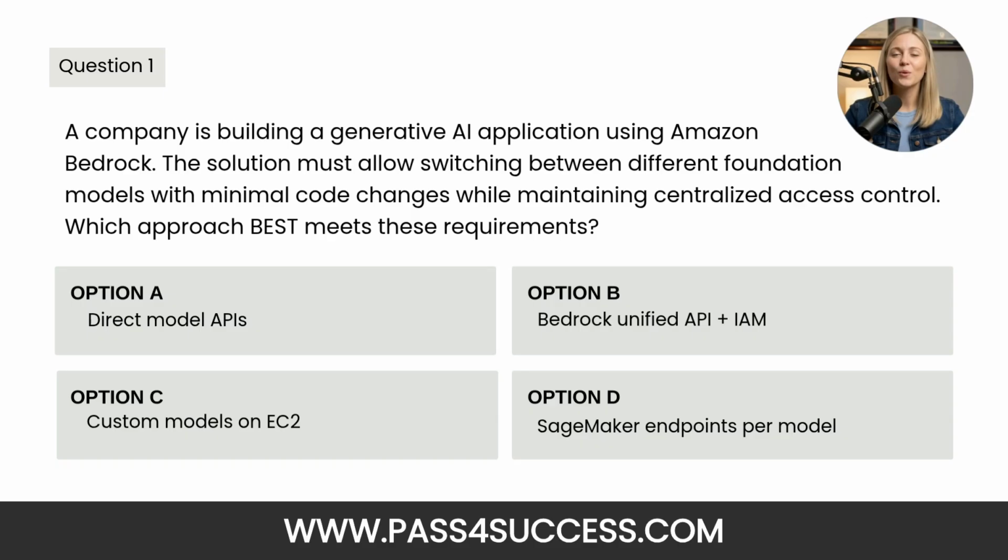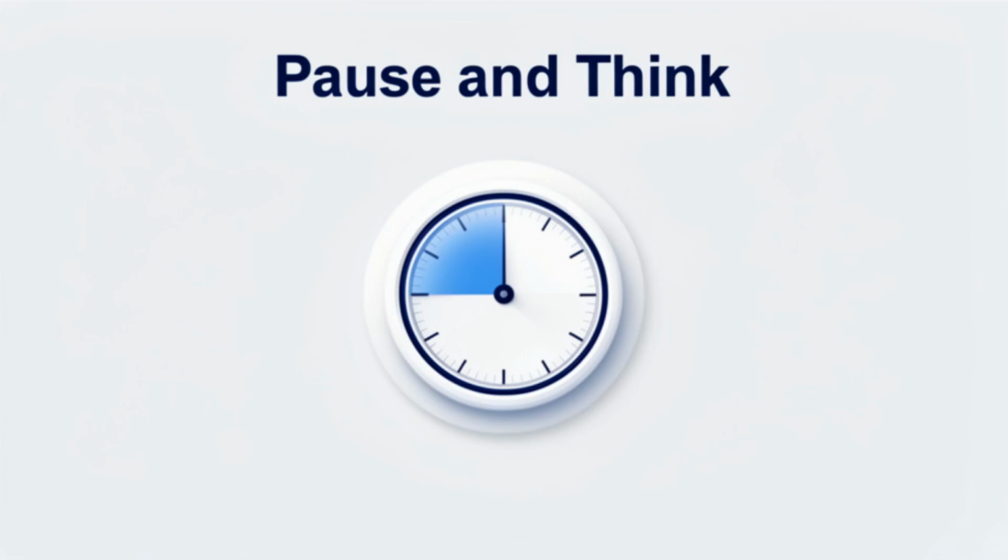Let's shift from theory to exam thinking mode. Question 1. A company is building a generative AI application using Amazon Bedrock. The solution must allow switching between different foundation models with minimal code changes while maintaining centralized access control. Which approach best meets these requirements? A. Direct model APIs. B. Bedrock Unified API plus IAM. C. Custom models on EC2. D. SageMaker endpoints per model. Take a few seconds to think.